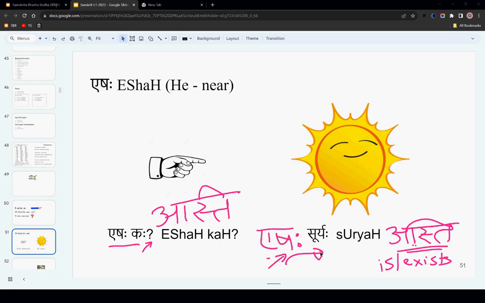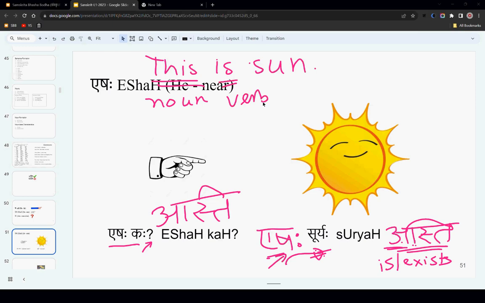Now the sentence appears to be complete. Eshaha Suryaha asti. This is at the end here. Surya is at the middle. Now how is the sentence formation in Sanskritam? In English, this is Surya. This is how a usual sentence is formed, right? This is sun. So what is the order of the words here? This is a noun, and is a verb, and this is again a noun.